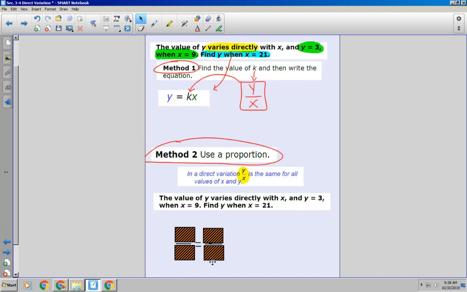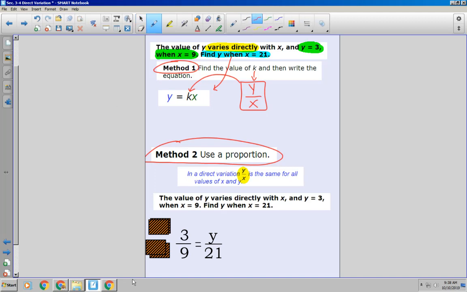So if we come down here to the bottom, we know the following statement. y divided by x: 3 divided by 9 must be the same as y divided by 21. If I cross multiply and divide this, I should find out that y is equal to 7. Okay?